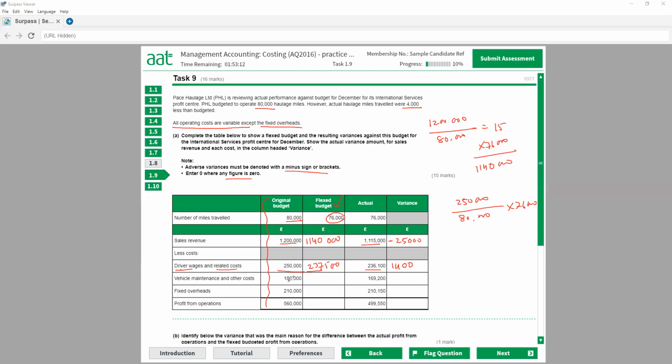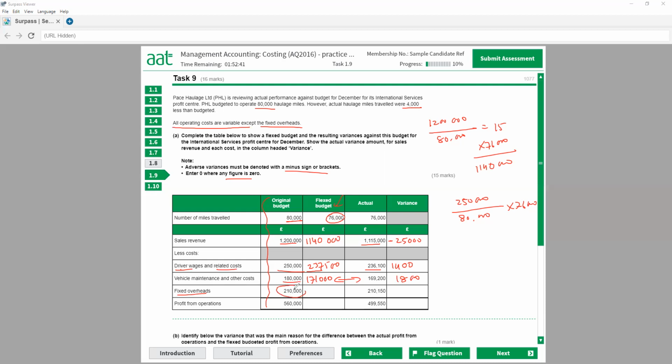Vehicle maintenance, same thing, 180,000 divided by 80 times 76. That will give you 171,000. Then you find the difference between the flex and the actual. My planned cost was 171,000, but actual 169,000. This is less. It is good for me. So 1,800 is favorable. The fixed is fixed, so you don't have to do the proportion because fixed is fixed anyway.